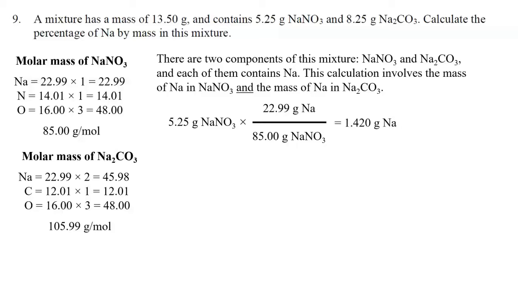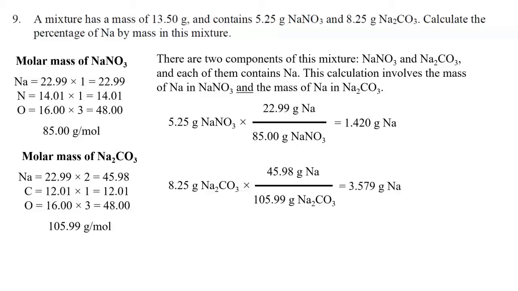And now let's repeat that same process but using 8.25 grams of sodium carbonate. Grams of sodium carbonate on the bottom, grams of sodium on the top. Remember that there are 2 sodiums in the formula. So it's 45.98 grams of sodium for every 105.99 grams of sodium carbonate. Do that math, and we get 3.579 grams of sodium.